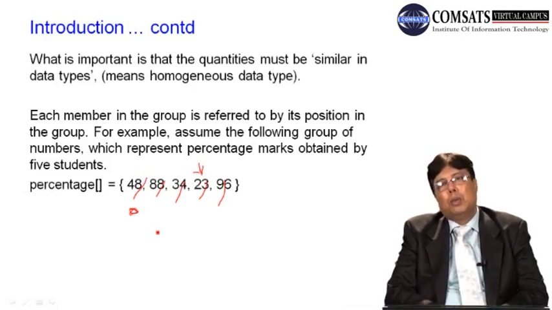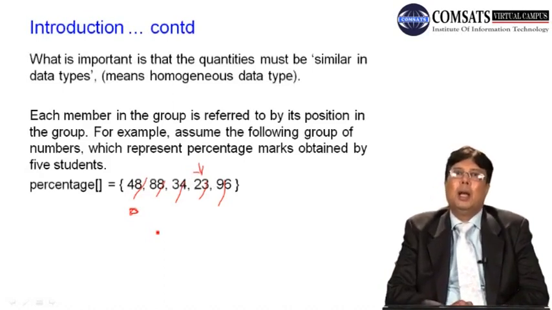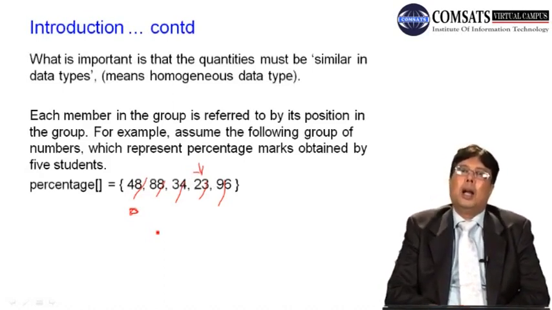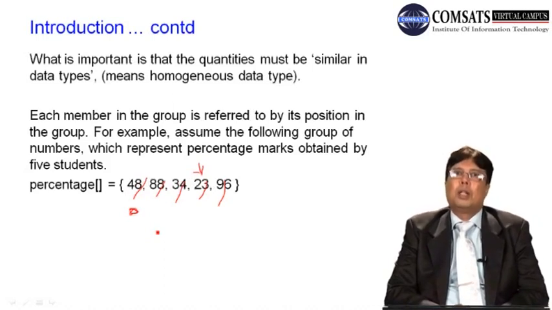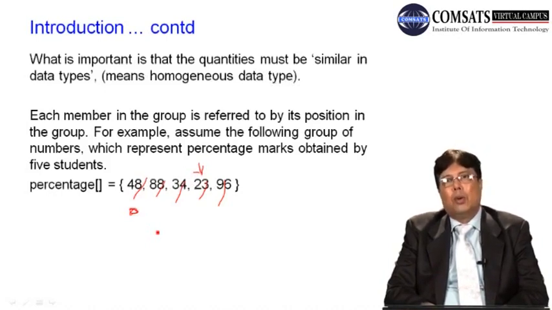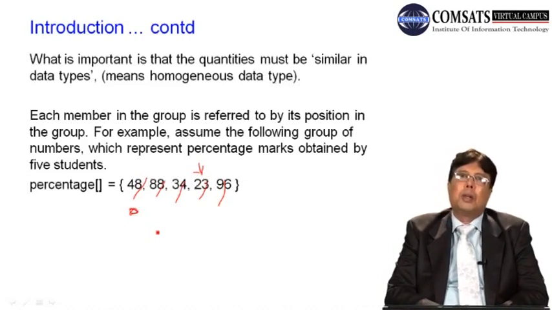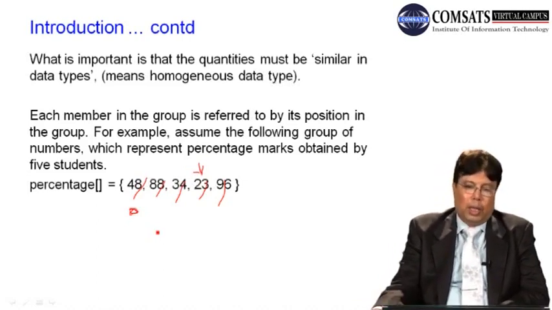So एक नई बात हमें ये पता चली कि हमारे मेंबर्स की जो पोजीशन है, जो सबस्क्रिप्ट है, जो मेंबर्स की पोजीशन को आइडेंटिफाई करता है, that starts from 0. This is the most important point that you should remember कि सी लैंग्वेज में अरे का जो सबस्क्रिप्ट है that starts from 0. Meaning the first element of an array should be with the subscript 0. So percentage of 0 should contain the first element, percentage of 1 the second element, percentage of 2 the third element, similarly percentage of 3 the fourth element.